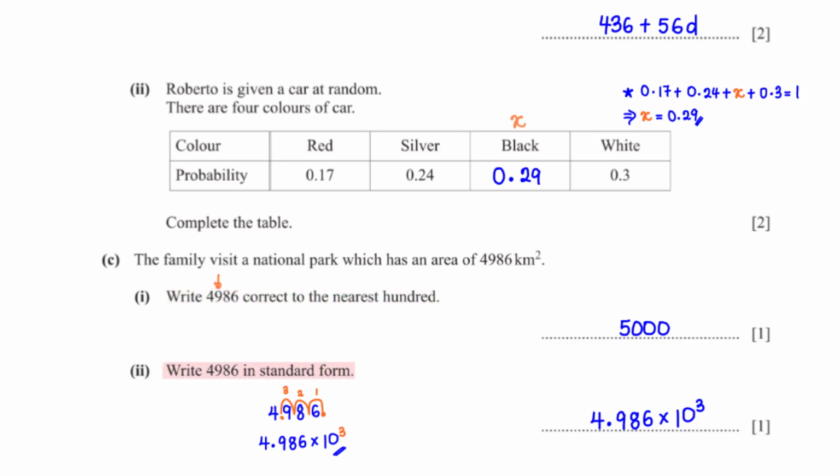Write 4,986 in standard form. To get the number in standard form, we move the decimal point from the end of the number to a position after the first non-zero digit, which is 4. So we have 4.986. Since we moved the decimal point 3 units to the left, we multiply 4.986 by 10 raised to the power 3.